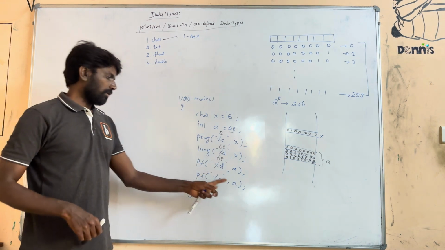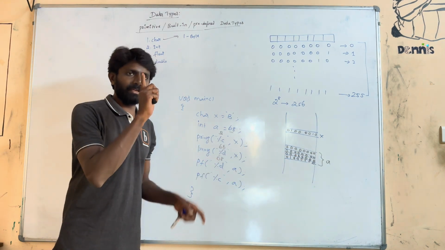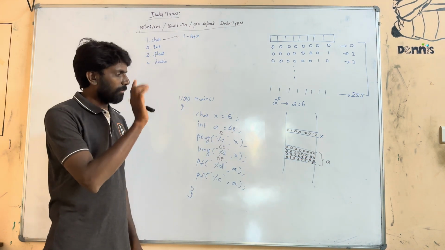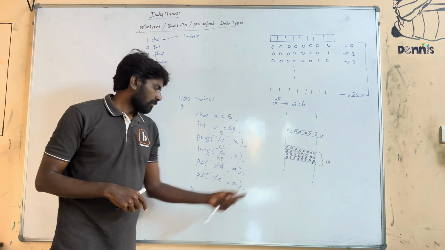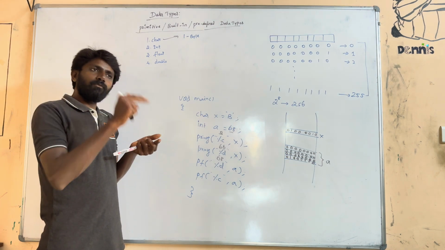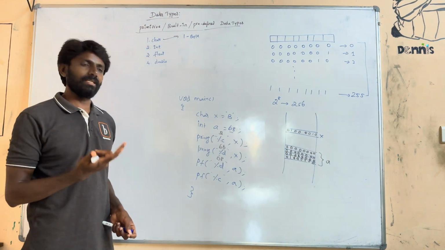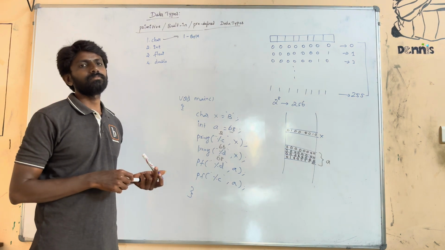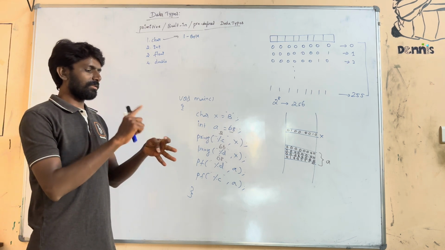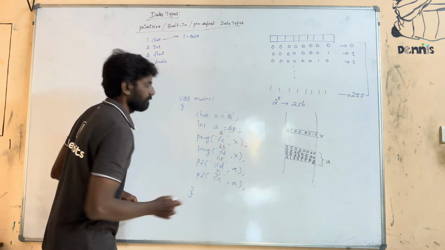Now percentage c with a. For a you have 4 bytes of memory, but it will take only the first 1 byte. The number in that first byte is considered an ASCII number, and it will try to print the ASCII character. You have 68. For 68, the ASCII character is capital D: 65, 66, 67, 68 are A, B, C, D. So it will print capital D. Clear?